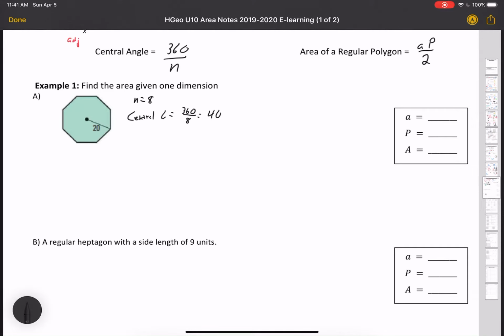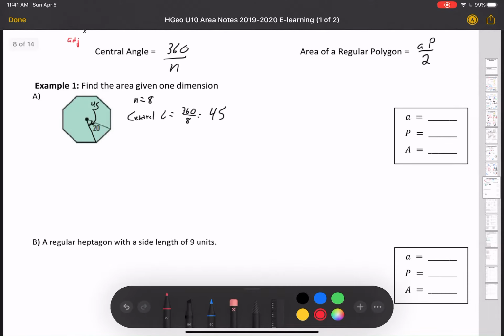Or, oh, nope, that's not right. I did 320 divided by 8. 360 divided by 8 is going to give us a central angle of 45 degrees. How does that help me? Well, that means that this angle right here is 45.